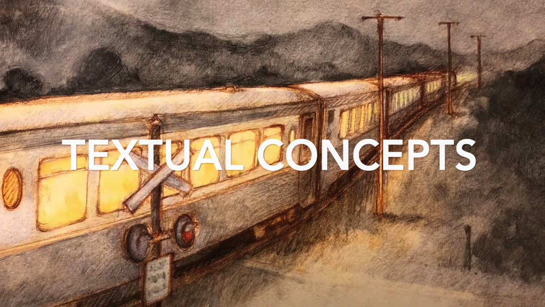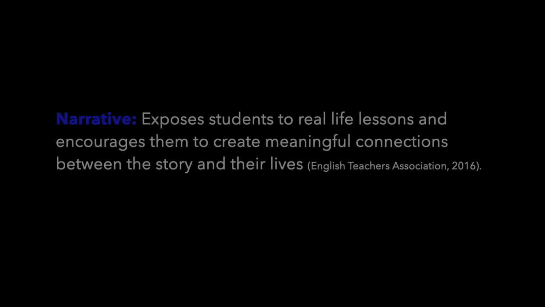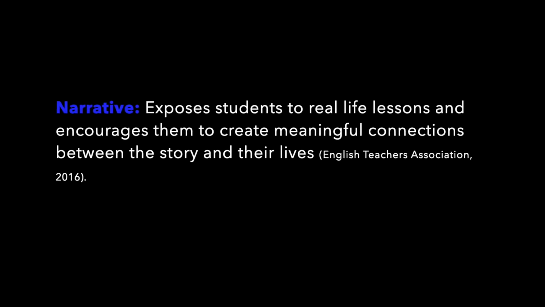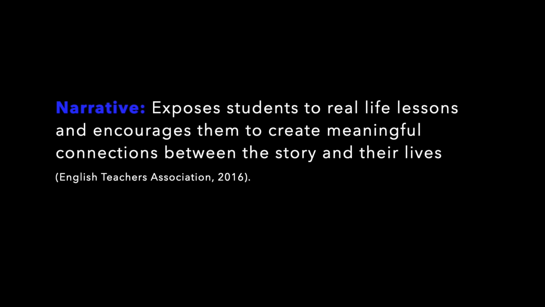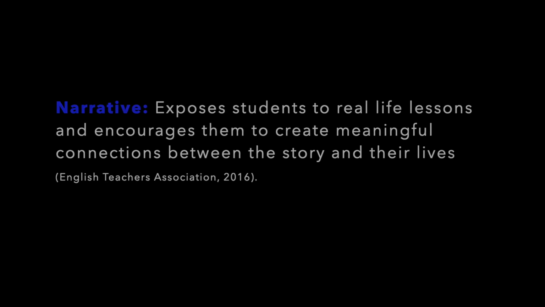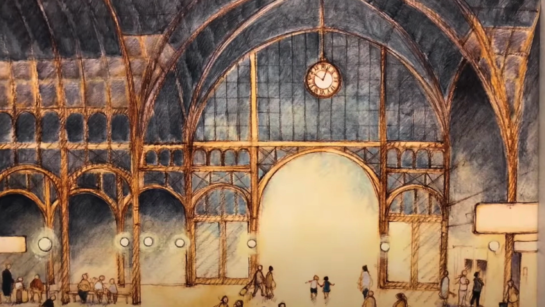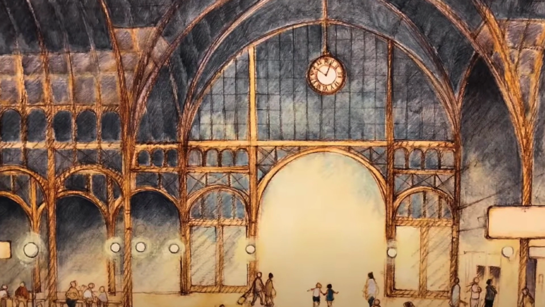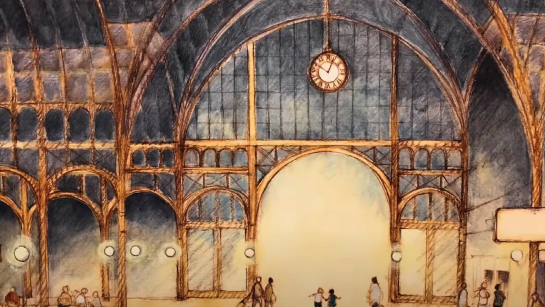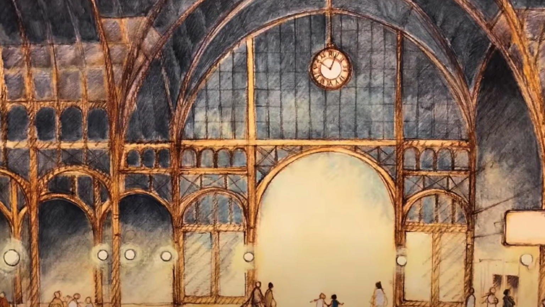This story is a narrative. Narratives expose students to real-life lessons and encourage them to create meaningful connections between the story and their own lives. Through reading Molly and May, students in early stage 1 are able to recognise that narratives are a key style in conveying an important message, such as friendship or loneliness.